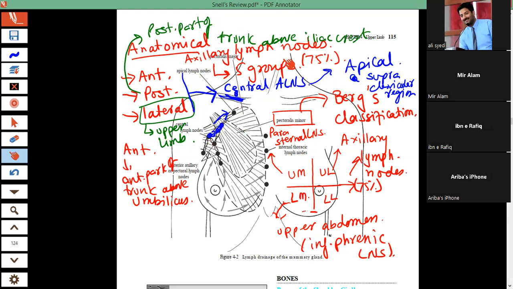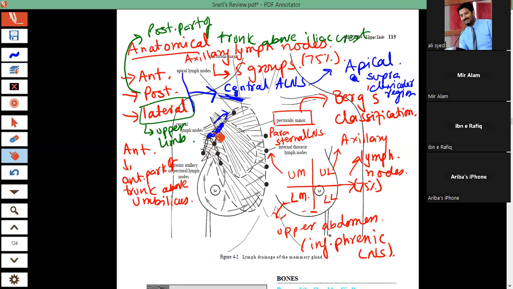But see here, I explained to you that breast cancer is mainly involving your lateral quadrants, and mostly it is involving the upper lateral quadrant. So mainly your drainage is in your axillary lymph nodes. So when axillary lymph nodes are involved, you must remove these lymph nodes. So this is all the anatomical.